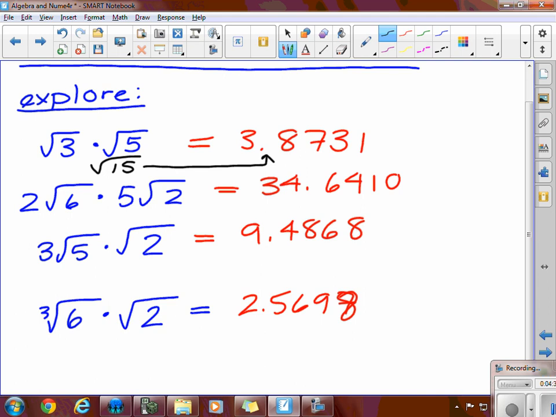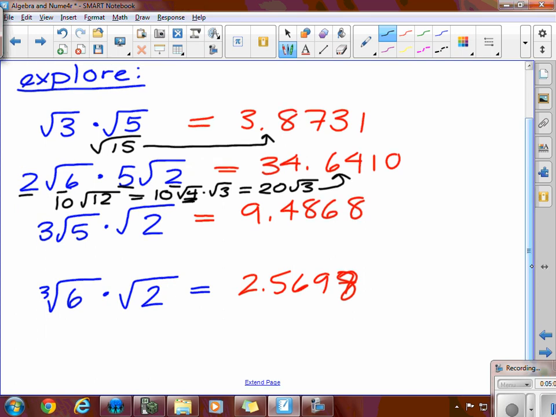What about this guy? 2 root 6 times 5 root 2. Okay, so 10 root 12, which 2 times 5 is 10, 6 times 2 is 12. Did that still equal 34 and change? Now, is this in reduced form? No. What can 12 break up into? 4 and 3, which, if we look at it, square root of 4 is 2 times by 10, so we get 20 root 3 is the same as this. So we could see these are now exact values.